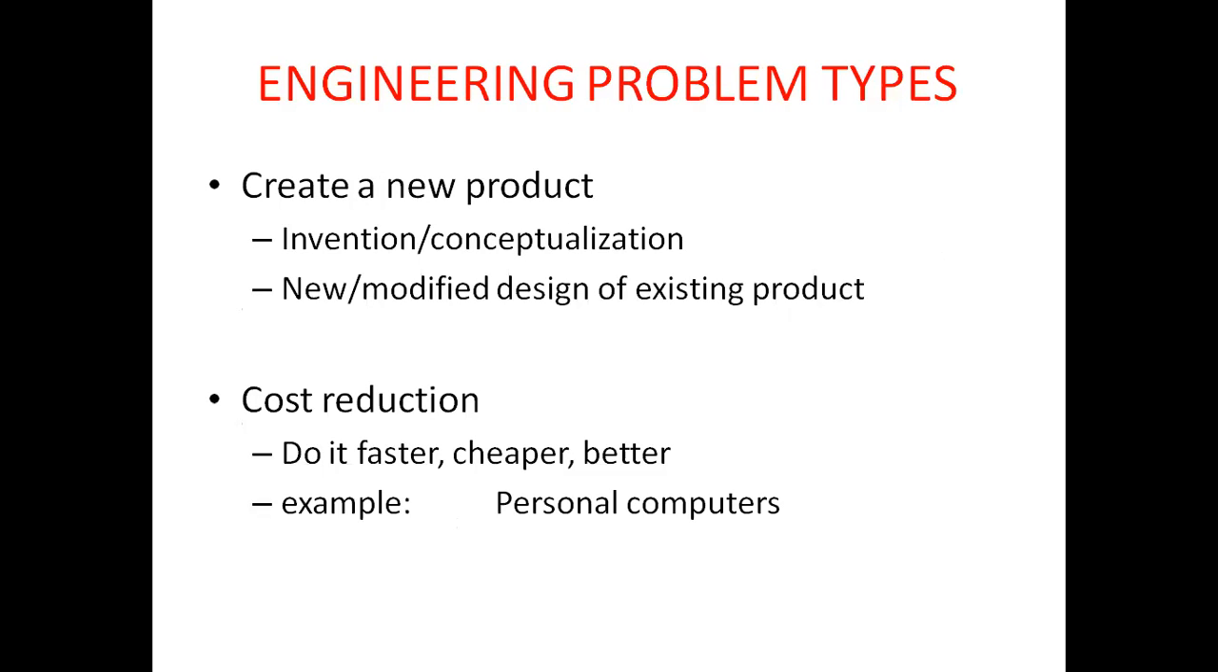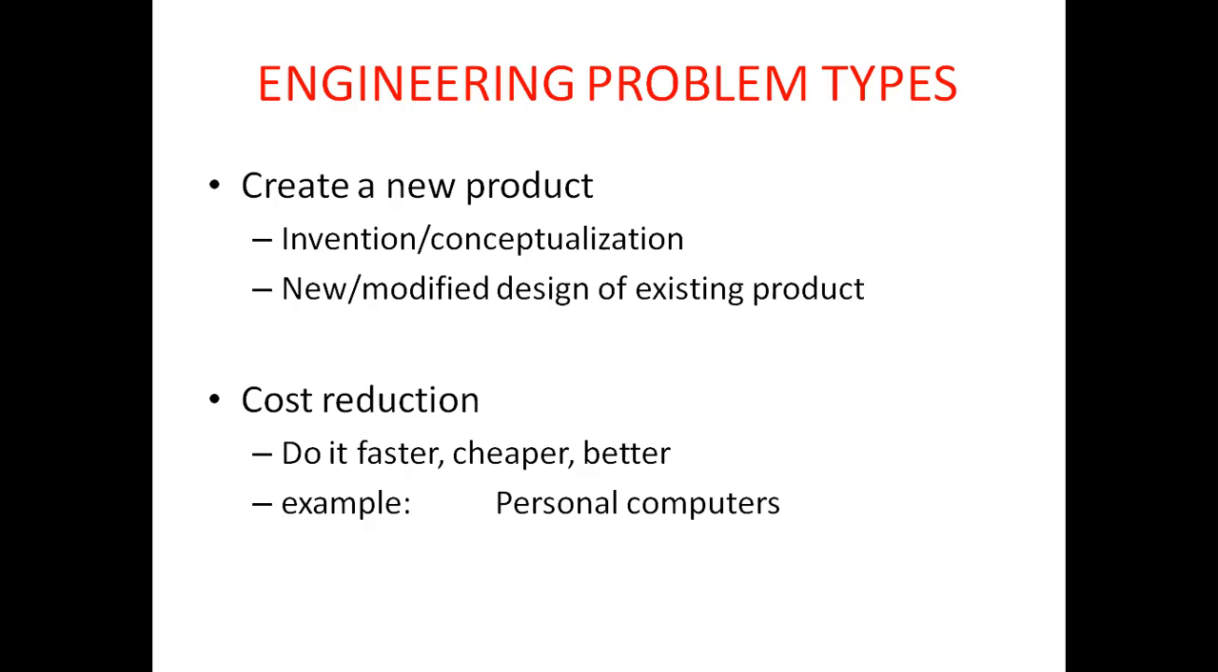Types of engineering problems: creative, new project, or cost reduction. Both are types of engineering problems. The first one is creating a new product, meaning you have to innovate, or conceptualization, meaning new concept development, or new modification of your product. Or you can make a new product. The second one is cost reduction. Cost reduction means you can make the same product, same model or same equipment faster in time, cheaper in rate or better in result.